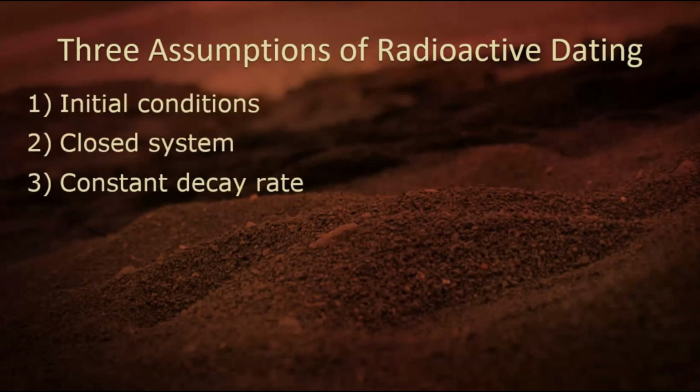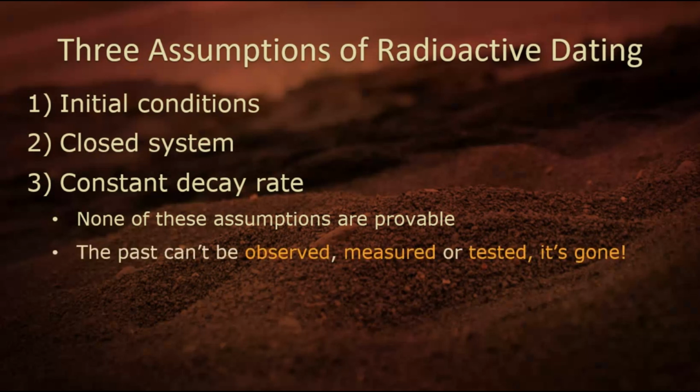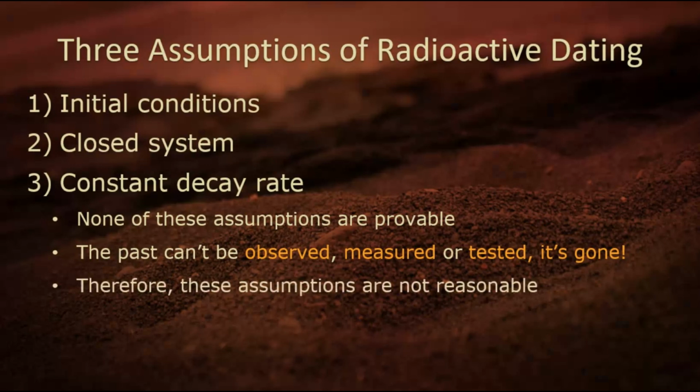So the 3 assumptions: initial conditions, closed system, constant decay rate. None of these assumptions are provable. You weren't there, scientists weren't there to test the rocks in the past. The past can't be observed, measured, or tested. It's gone. That's that historical science realm. It can't be observed back then. It can't be measured or tested.